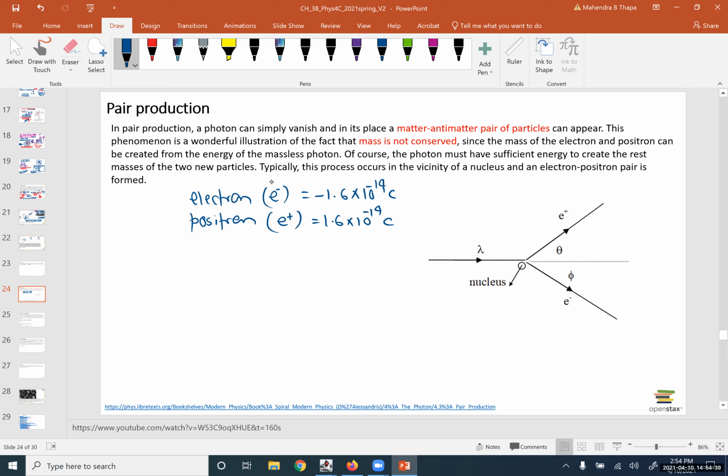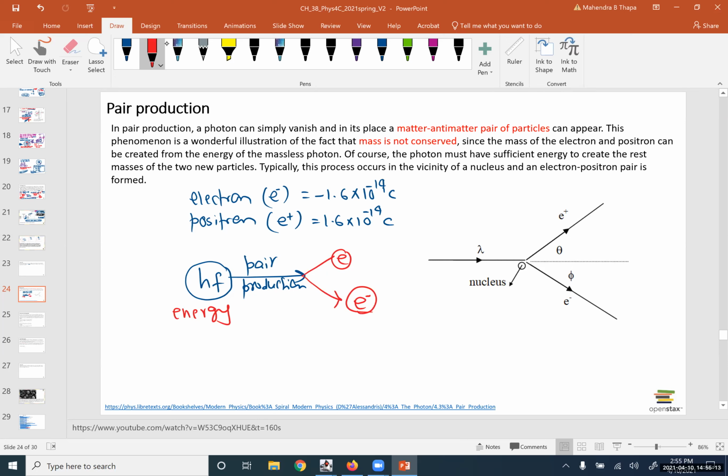Now this means a photon of total energy hf would produce the pair production. We call it pair production. This means the energy gets converted into mass. One part goes as an electron, and the other part forms a positron. This kind of phenomenon is called pair production.